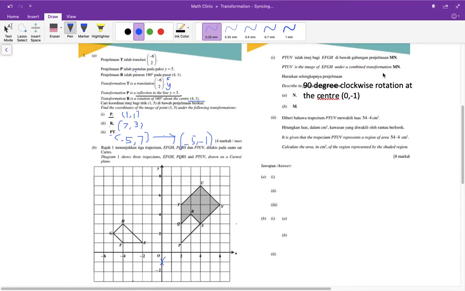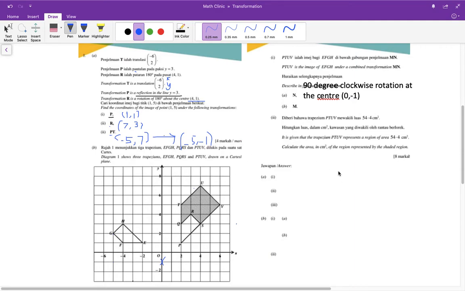So the next one is M. You undergo rotation and then you undergo an enlargement. So basically, you need to see where the enlargement is, where the image after the enlargement is. So this one, PTUV, is the enlargement. That means this one is a shape under enlargement, this one, PTUV. So this is the object. This is also an object, but it just undergoes rotation. So this is the image.